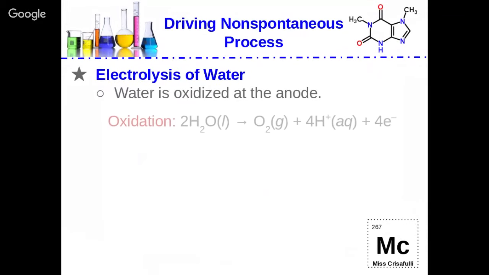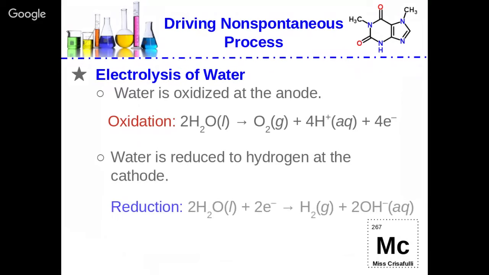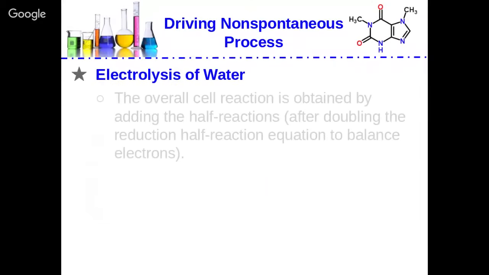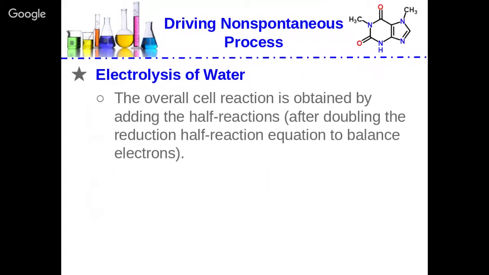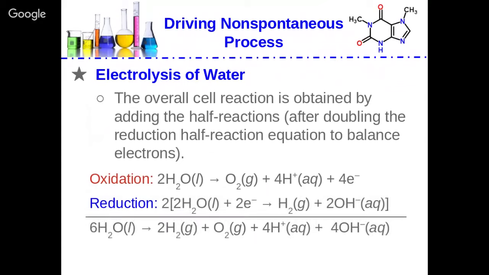Water is oxidized at the anode via the following equation, and water is reduced to hydrogen at the cathode, following this equation. The overall cell reaction is obtained by adding the half reactions after doubling the half reactions to balance for the electrons. So we've done this numerous times. So we're just going to add our two half reactions together to get the overall electrolysis or decomposition of water.